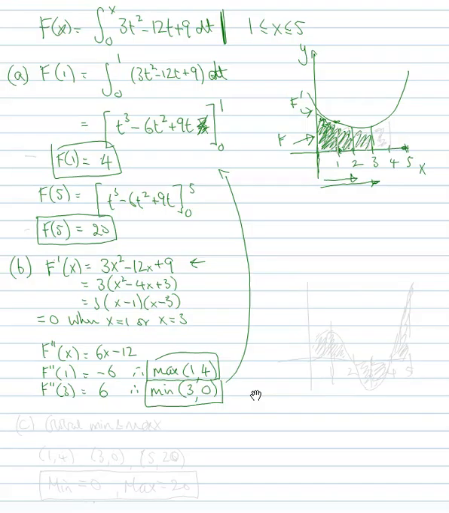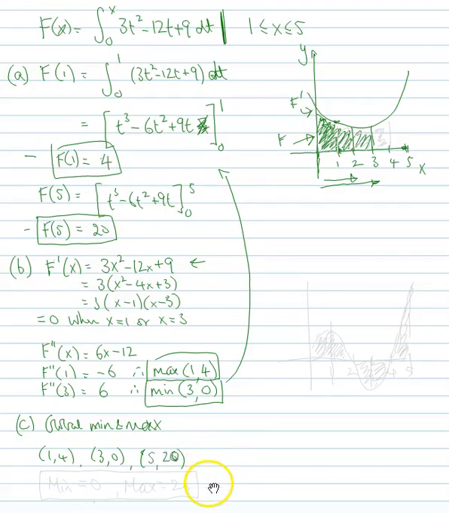Okay, and then the last part of the question says find the global min and max. So the global is either going to be one of these 2 points, or it could be the endpoints. So it could be (1, 4), it could be (3, 0), or it could be the endpoints. So what are the endpoints? We've calculated them in part A. So f(1) equals 4, we've already got that one. f(5) equals 20. So we've got (5, 20).